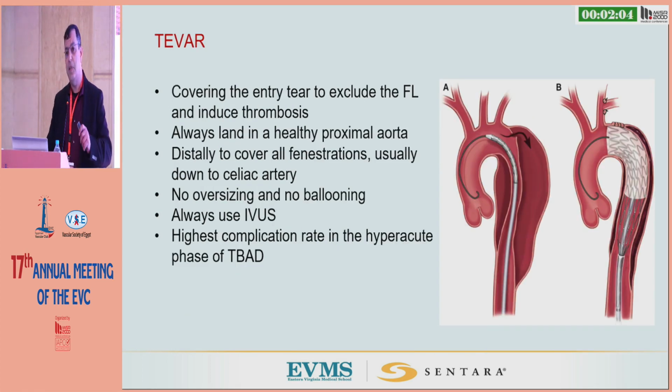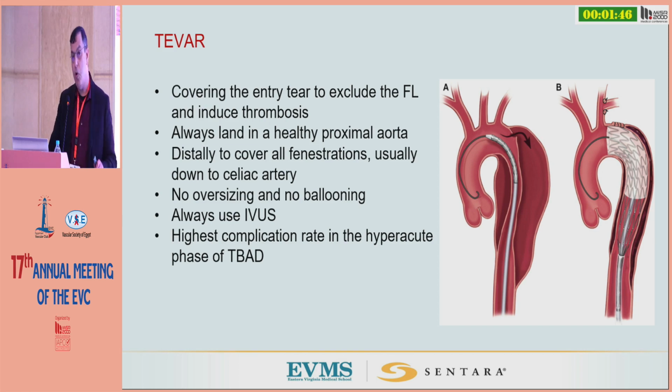So what do we need from TEVAR when we're doing acute type B dissection? We need to cover the entry tear to exclude the false lumen and induce its thrombosis. We always have to land in a proximal area that is normal. Distally, we have to cover all fenestrations, and usually that's down to the celiac artery.